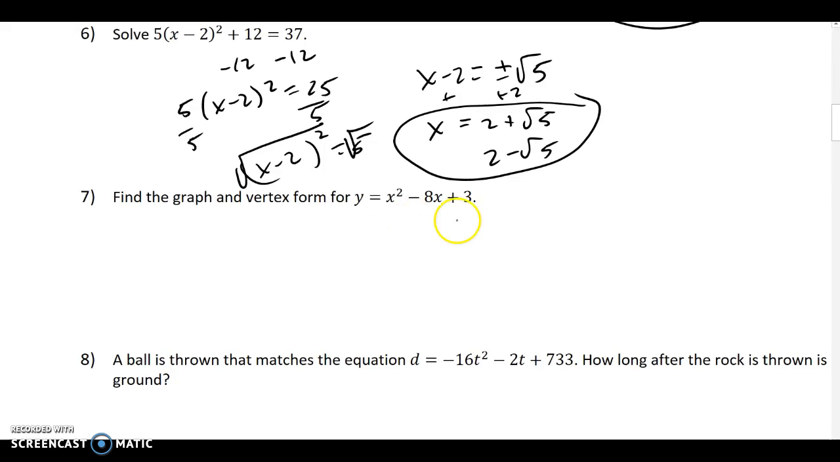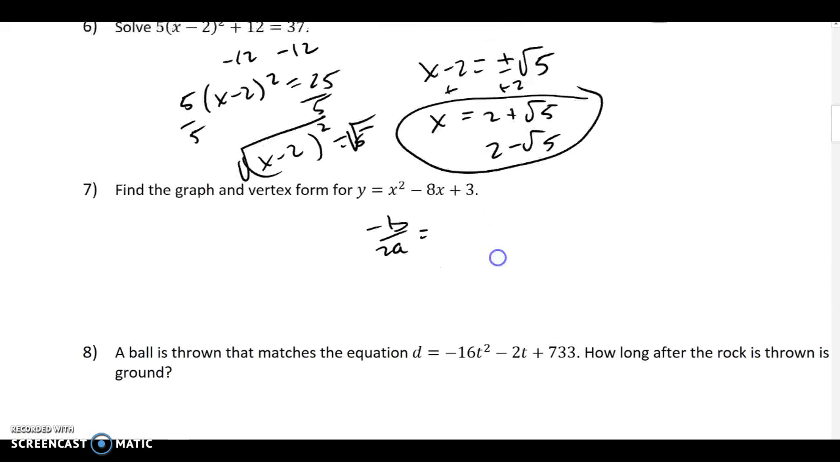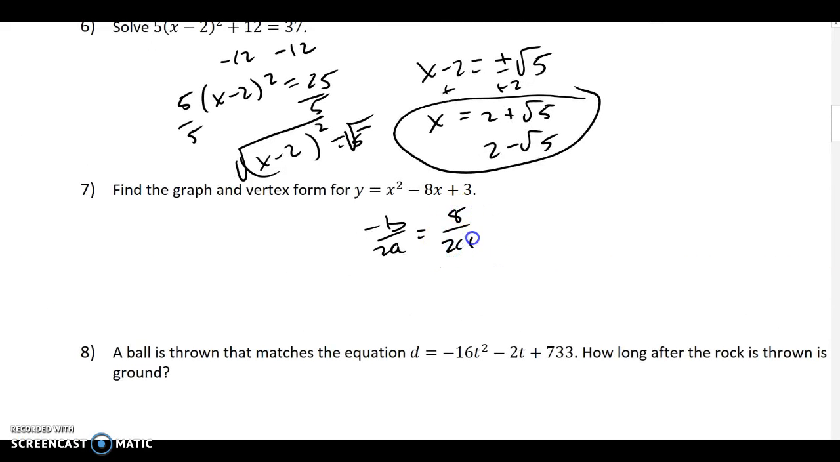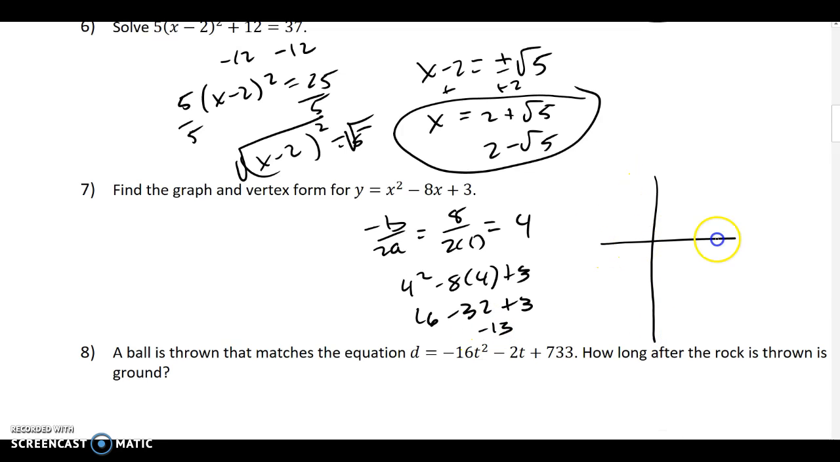So I would just need to find the vertex of this graph, which is negative b over 2a, gives me the x value. So I have 8 over 2 times 1, which is 4 when I find that out. And I'm going to put 4 in, so I got 4 squared minus 8 times 4 plus 3, 16 minus 32 plus 3. So I can put that in my calculator here. I get negative 13. So this graph will be 4, 1, 2, 3, 4, 5, 6, 7, 8, 9, 10, 11, 12, 13 down here. And then this would be a plus 3. So this would be the graph.